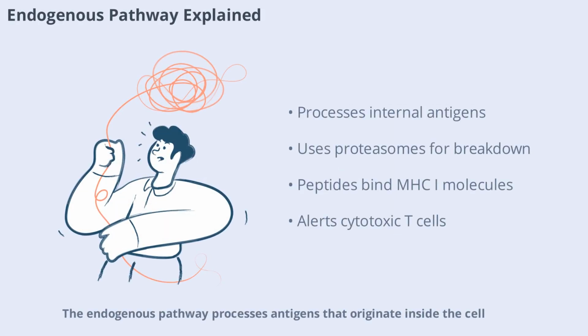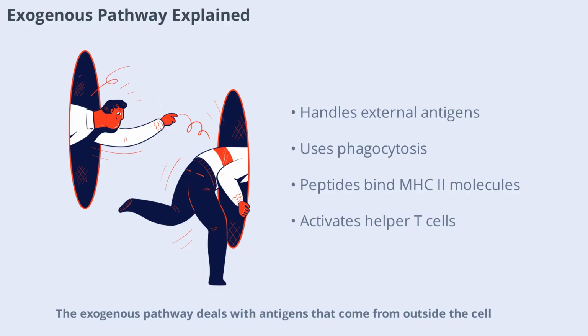The endogenous pathway processes antigens that originate inside the cell. For example, when a cell is infected by a virus, viral proteins are produced within the cell. These proteins are broken down into small peptides by cellular machinery called proteasomes. The resulting peptides are then transported into the endoplasmic reticulum, where they bind to MHC class I molecules. This complex is then displayed on the cell surface, signaling to cytotoxic T cells that the cell is infected and needs to be destroyed.